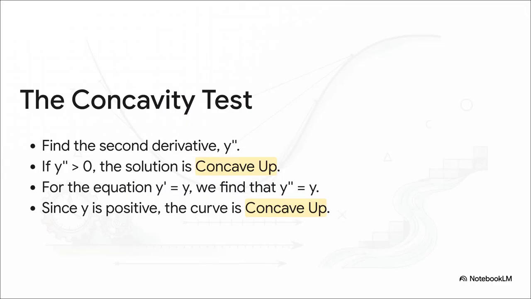And the answer to that question comes from a concept you probably remember, concavity. To figure it out, we look at the second derivative. A positive second derivative means the curve is concave up. You know, like a cup. A negative one means it's concave down, like a frown. In our example, it turns out the second derivative is positive, so our true solution is always curving upwards.